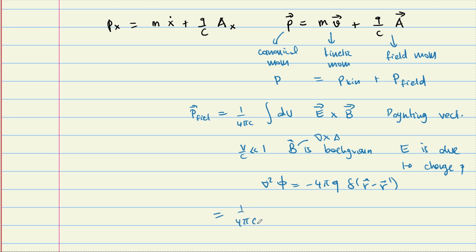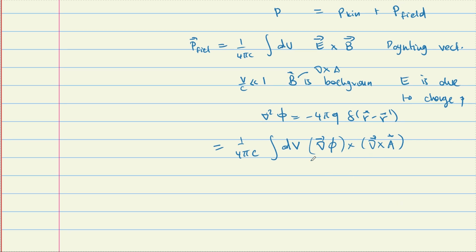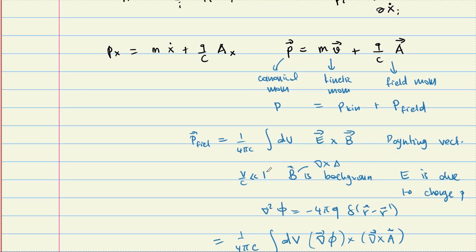1 over 4 pi c, integral dV, E is gradient of phi, cross del cross A. If you want to sharpen your vector calculus skills, you can spend a few hours to derive this, but if you do everything right, what you are going to find is Q over c times A. So it actually makes sense to call this object the field momentum, which comes from the Lagrangian without any vector calculus calculation.